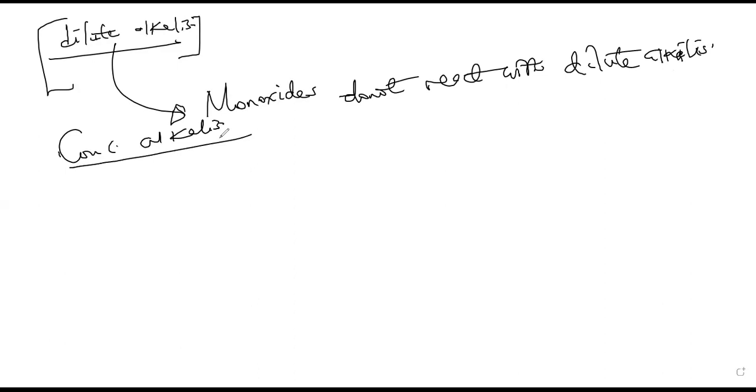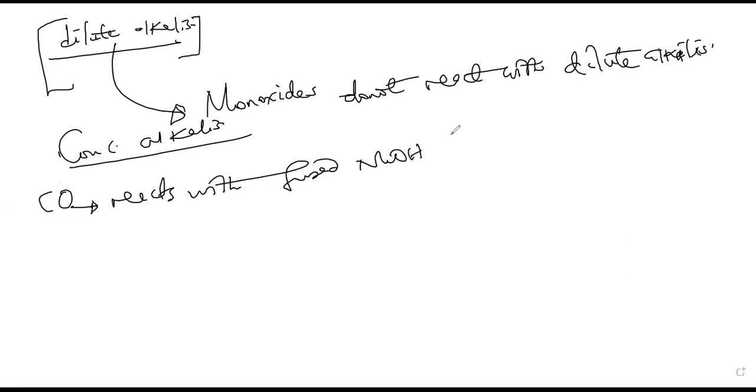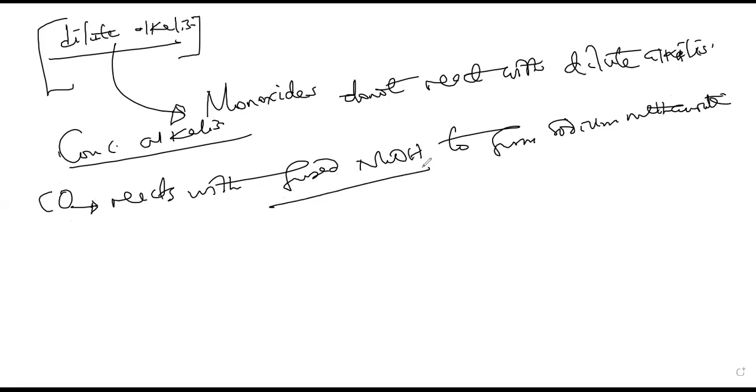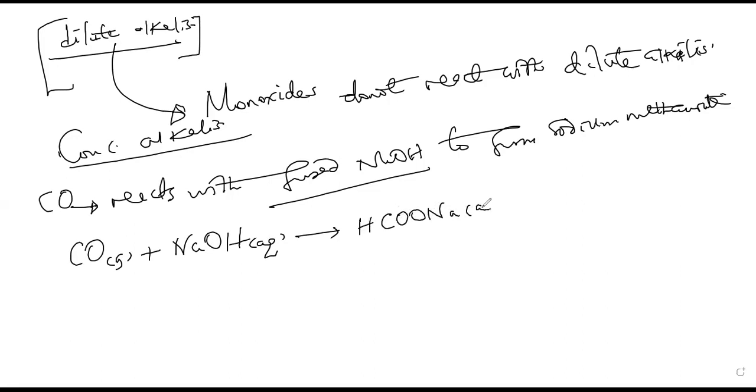With a concentrated alkali, you begin with carbon monoxide. Carbon monoxide reacts with the fused sodium hydroxide to form sodium methanoate. Fused sodium hydroxide is the sodium hydroxide in solid form. So we shall have carbon monoxide plus sodium hydroxide forming sodium methanoate.